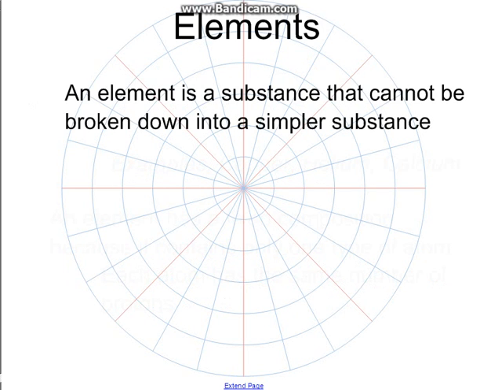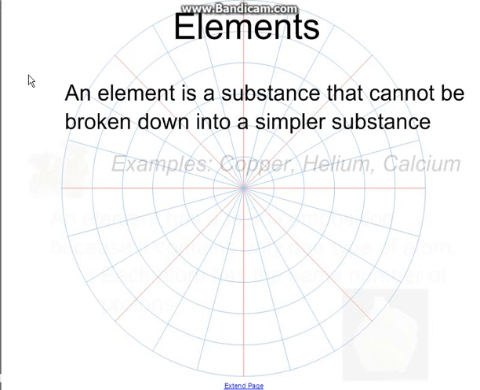Now, pure substances have two different categories. The first one is an element, and an element is a substance that cannot be broken down into a simpler substance. What this means is if you have an element and you break it in half, and then in half again, and then in half again, and all the way down, eventually you'll just get to a single atom of that element. But you will never change it or break it down into something else.